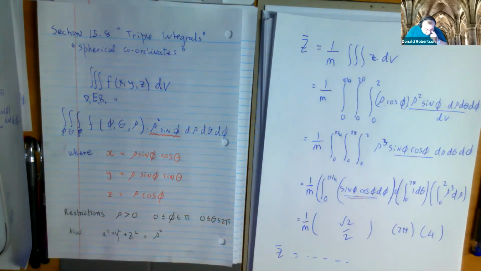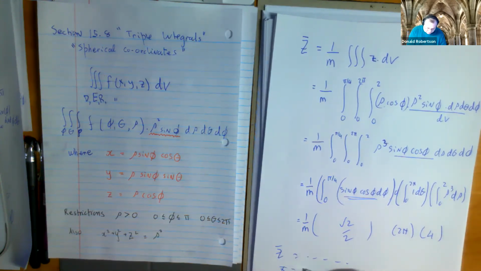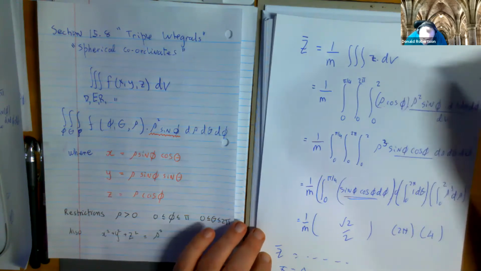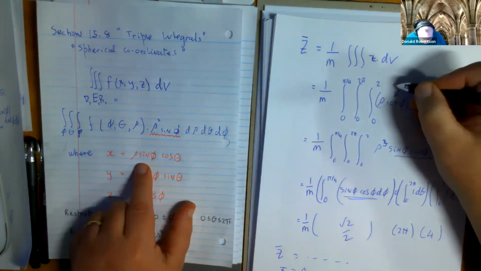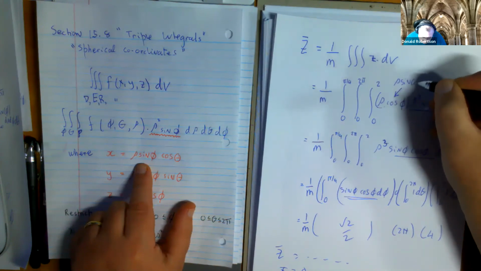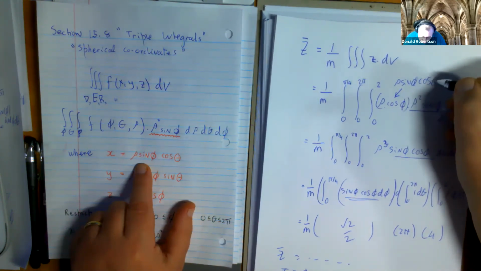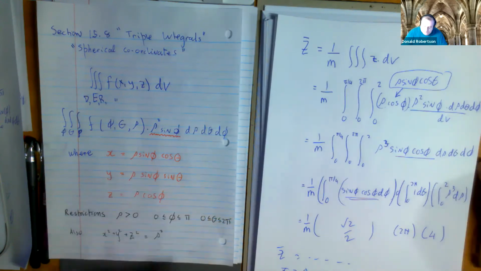So if I really did want to do this question from scratch to find x bar, which I'm telling you is 0, wouldn't the only change to this question be that that would be an x, which means that would turn into a rho sine phi cosine theta question, right? Would you agree?